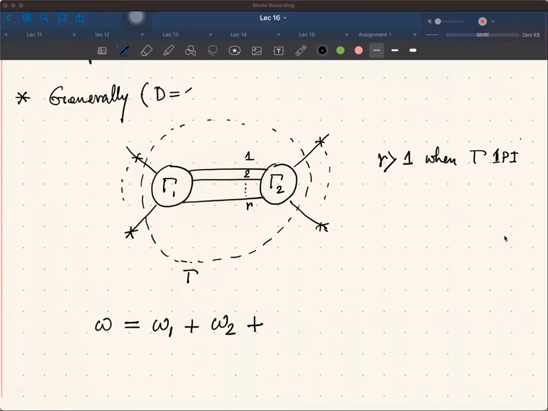So d equals 4. If there are 2 lines, then there is only one loop. There is only one loop momentum flowing here. So if there are r lines, there are r minus 1 loops. Each loop in 4 dimensions will give 4 powers of momenta in the numerator, and there are r propagators. Each propagator will give you 2 powers of momentum downstairs, so that is 2r. So these are r minus 1 loops, and these are r propagators.